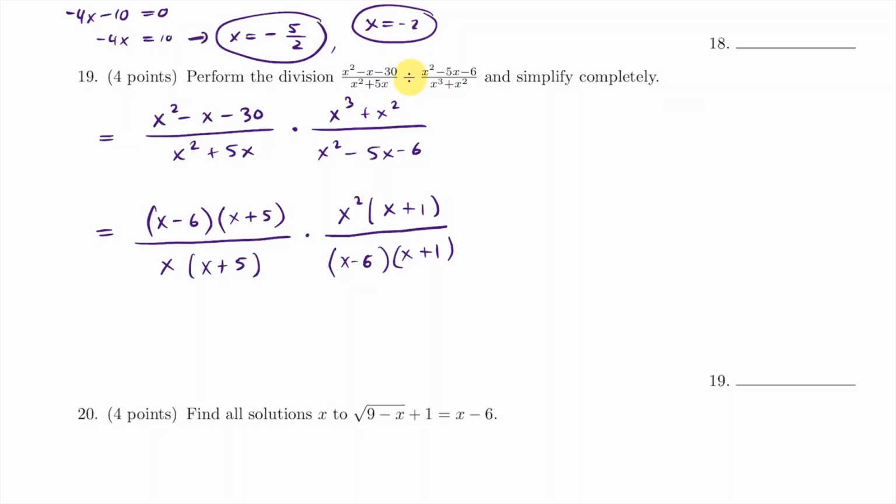So I can cancel x minus 6 with x minus 6, x plus 5 with x plus 5, x plus 1 with x plus 1. One of the factors of x will cancel with that. So I'm left with only one factor of x on top. So everything reduces to just x over 1, or simply x. So that will be our final answer for 19.